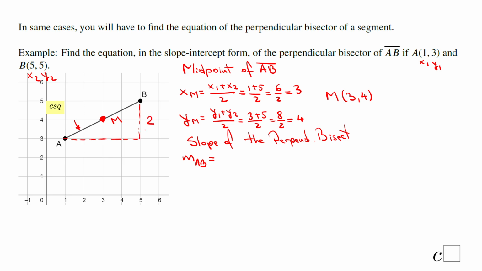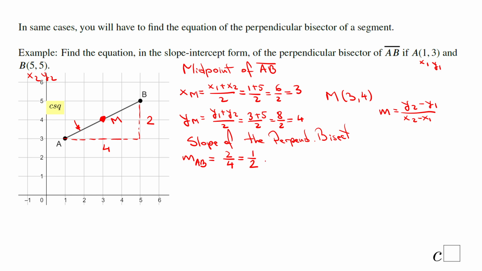We notice the rise is 2, the run is 4. So 2 over 4, it goes up from left to right, so it stays positive, so that would be 1/2. For those who want to use the slope formula, I'm going to put it here. You can use it, y2 minus y1 over x2 minus x1. You will get the same value of 1/2.